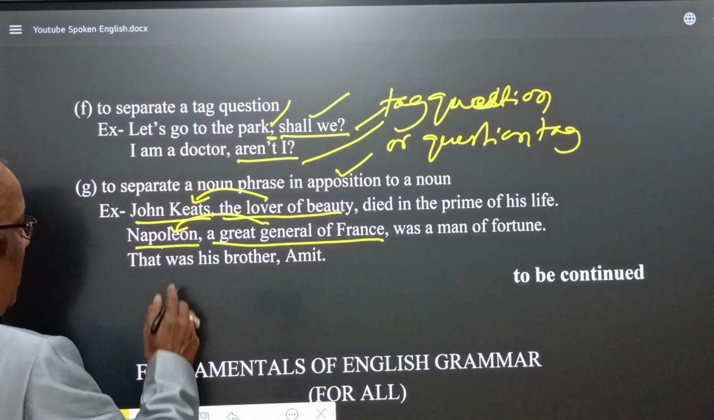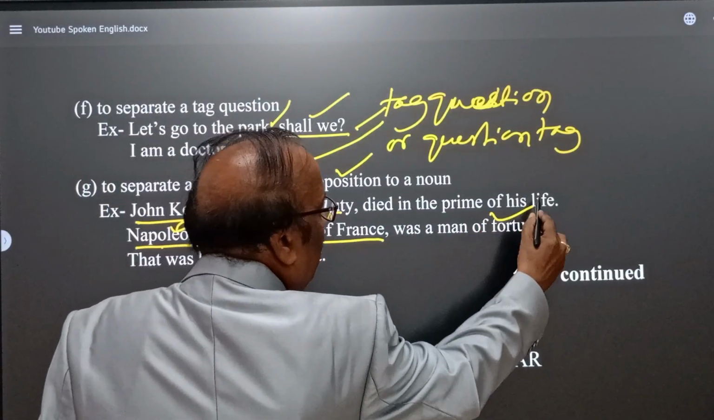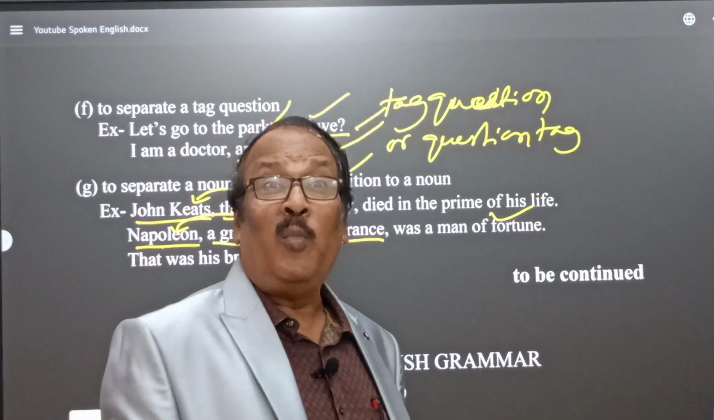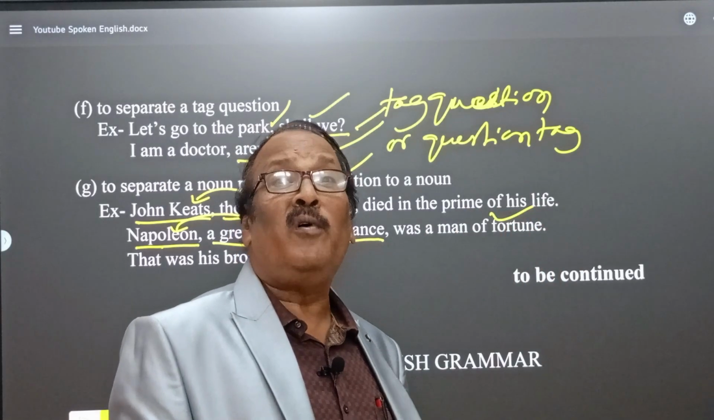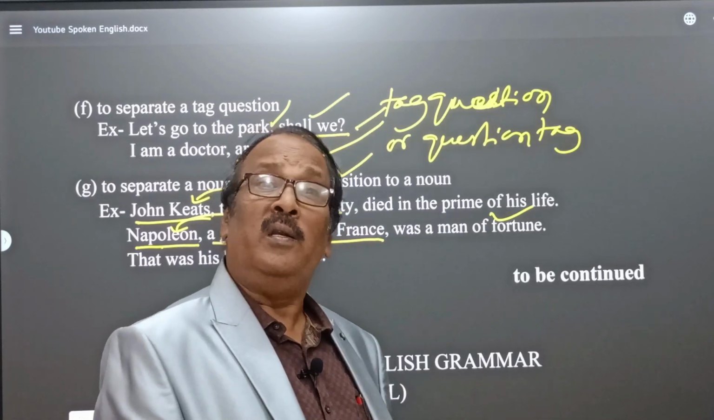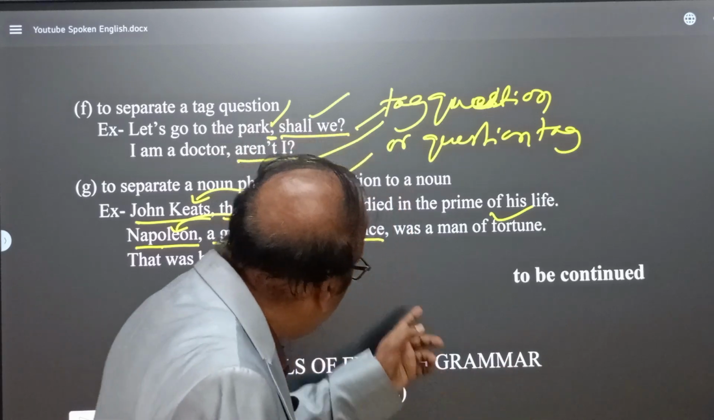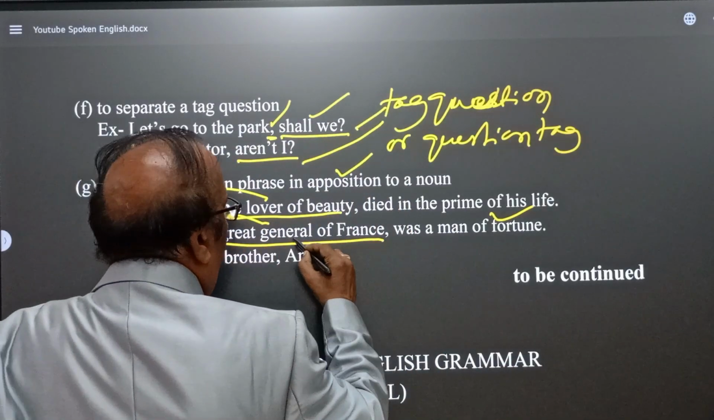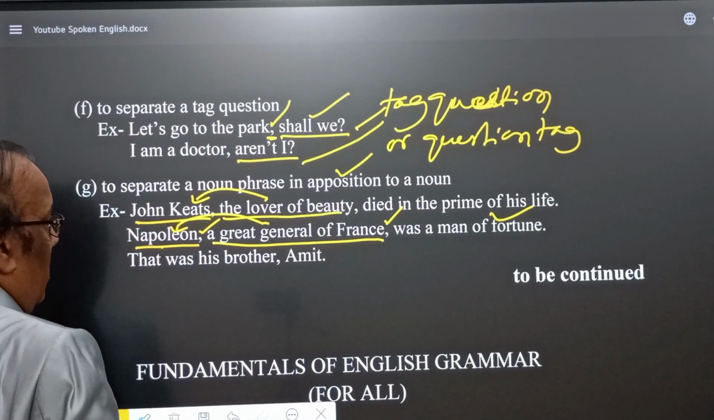And here we find Napoleon, a great general of France, was a man of fortune. Yes, because you see, there is a very good saying that fortune favors the brave. It means brave persons are really fortunate persons. And yes, we should be brave. And here we find the same: Napoleon, here a comma, general of France, here a comma, and man of fortune.